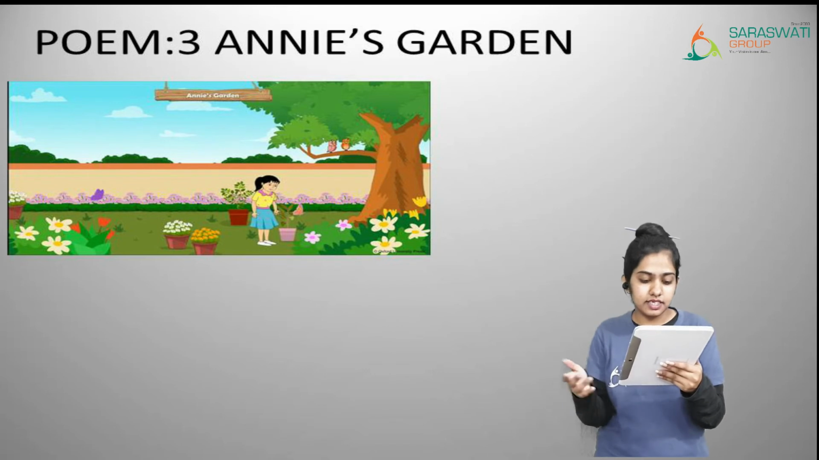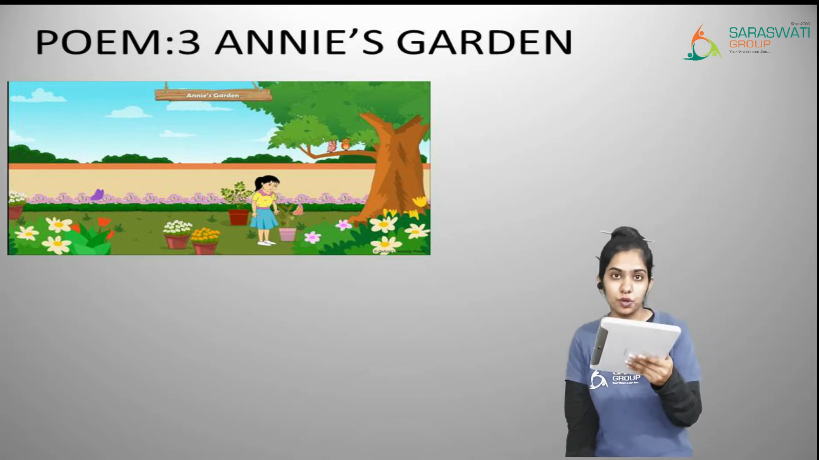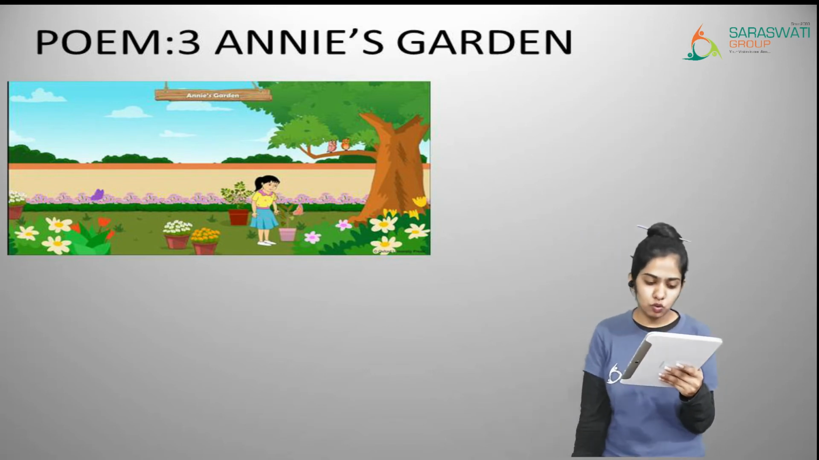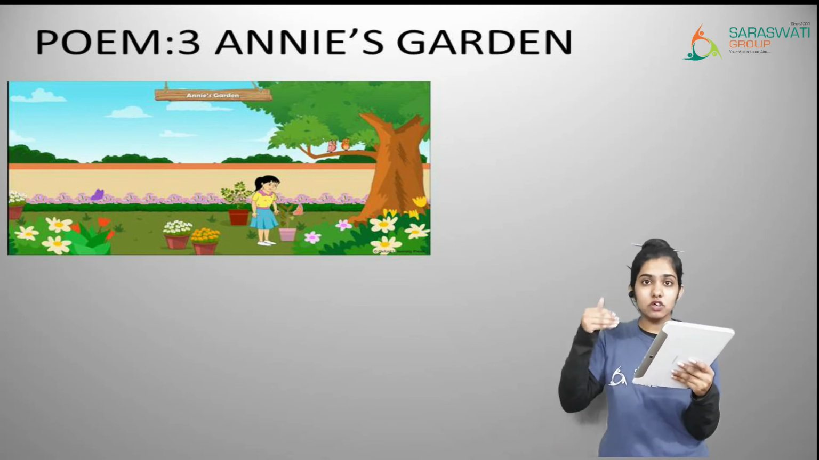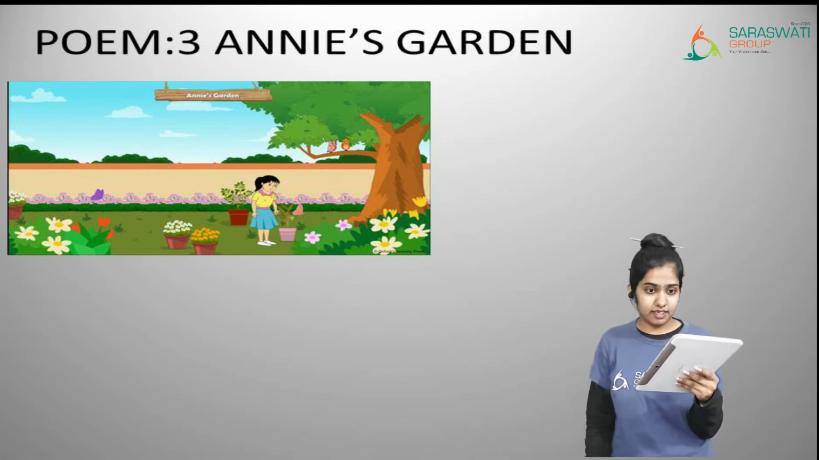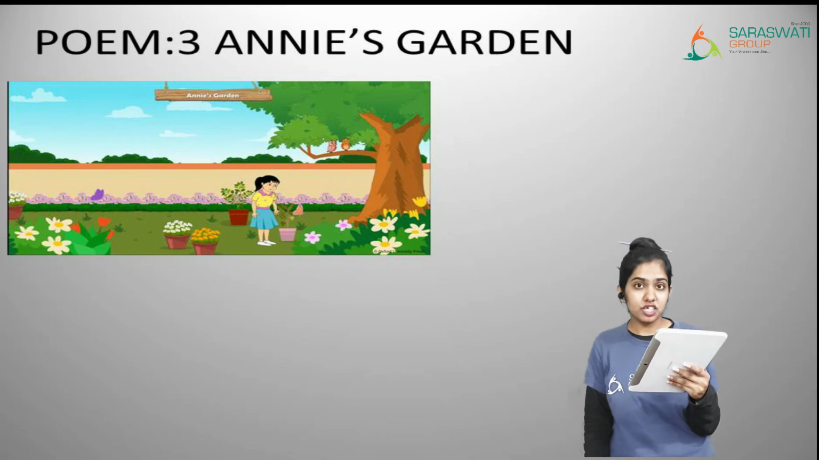Now the next is sweet peas and morning glories, a bed of violets blue, and marigolds and asters in Annie's garden grew. So now on the basis of these lines, the question answers are there. How many flowers are mentioned in these lines?